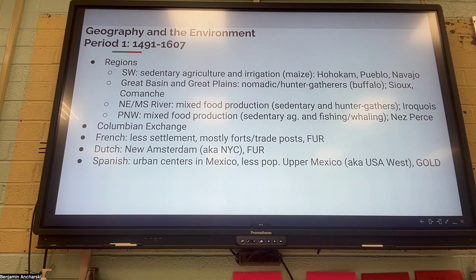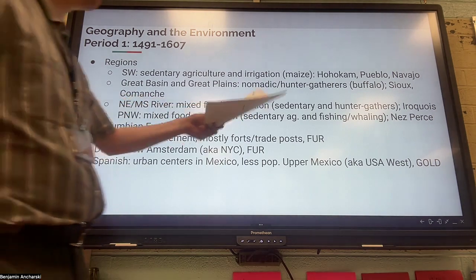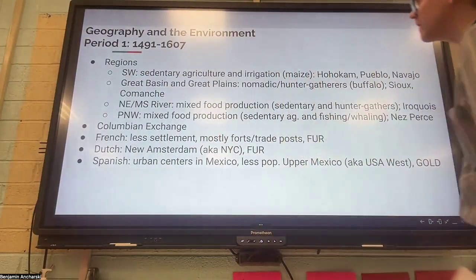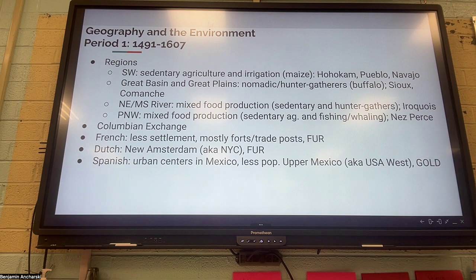Now, moving over here to the Pacific Northwest. This is this region, the West Coast right here. This was an area by the Nez Perce. This is an area primarily that is sedentary, but it does rely on greater fishing and whaling, especially. How humans interact with their environment is a big part of the AP. The Mississippi River area, that is also similar to New England, to the northeast of the United States.